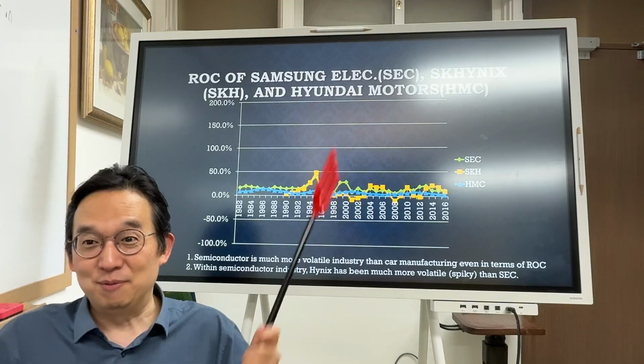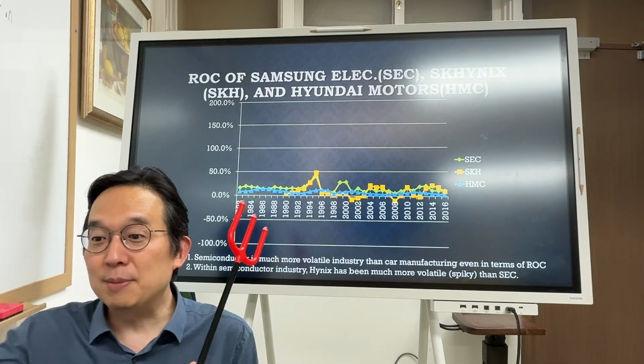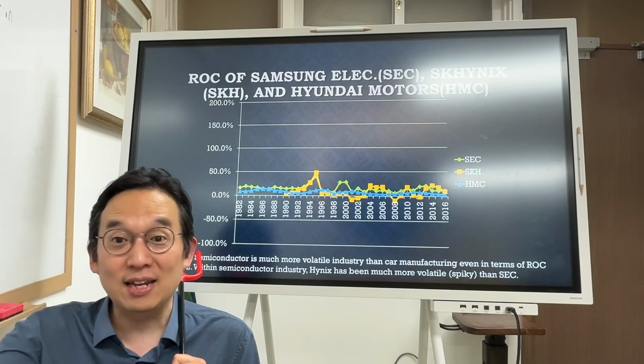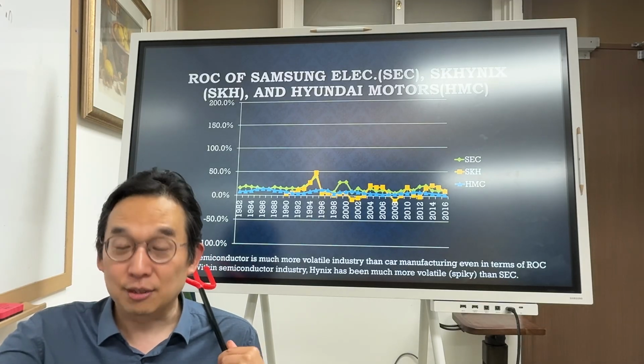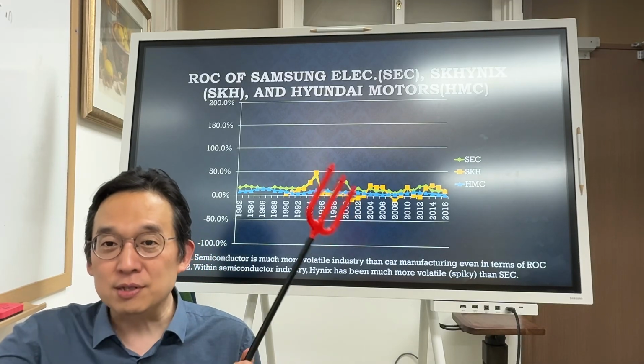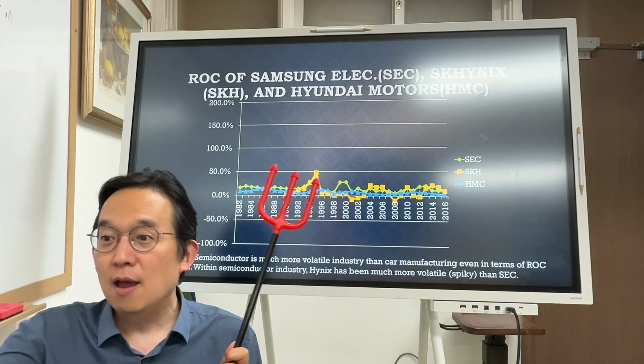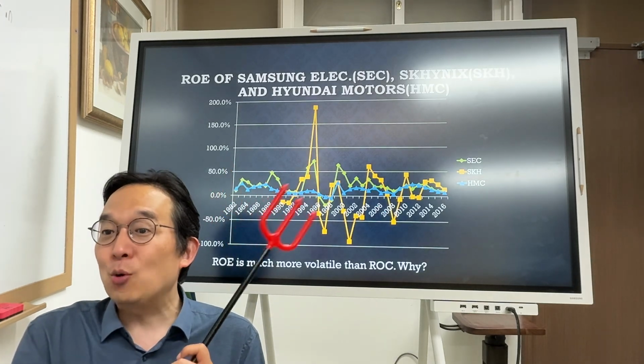Very exciting, moving like this. Within the semiconductor industry, Hynix has been much more volatile, spiky than SEC, Samsung Electronics. You know the reason, right? Samsung has diversified divisions.